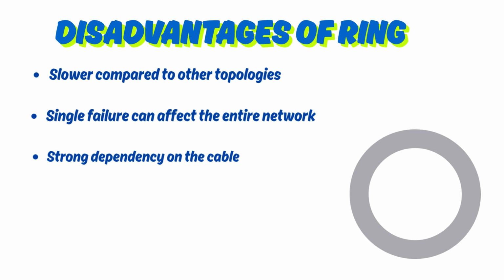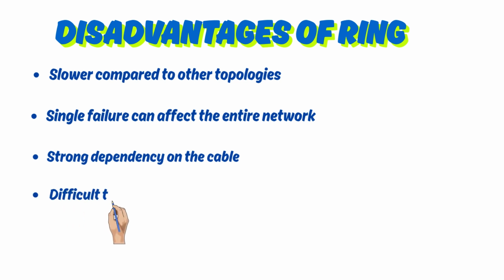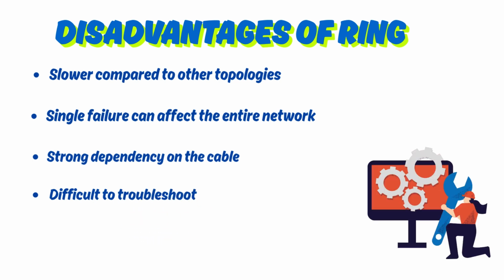The fourth disadvantage of ring topology is that it is difficult to troubleshoot. If something goes wrong, finding the faulty device or cable segment can be time consuming. Since the data must pass through every node, one bad connection or misbehaving system can disrupt the entire communication chain. Troubleshooting tools might not always clearly show where the problem lies.